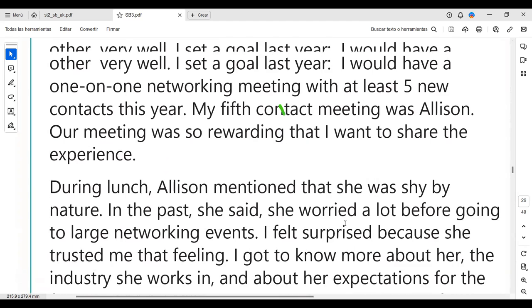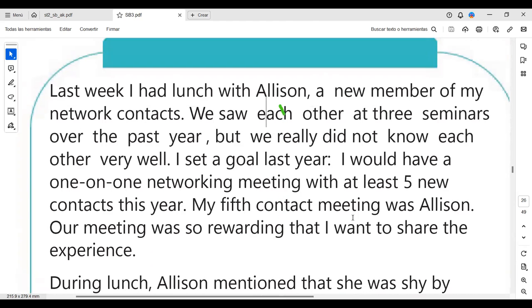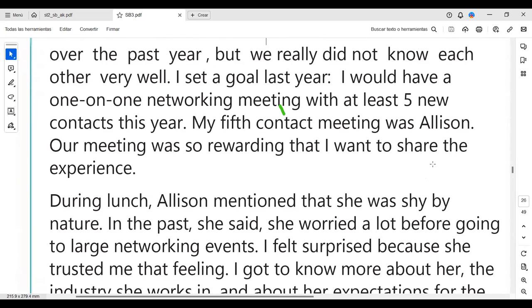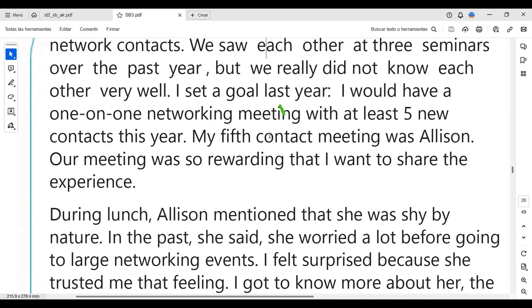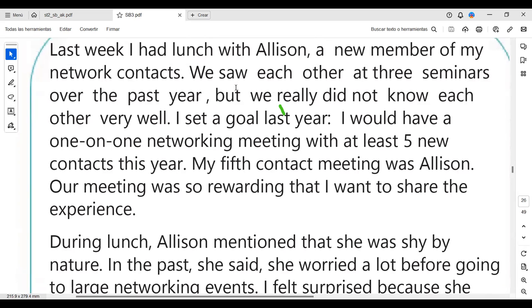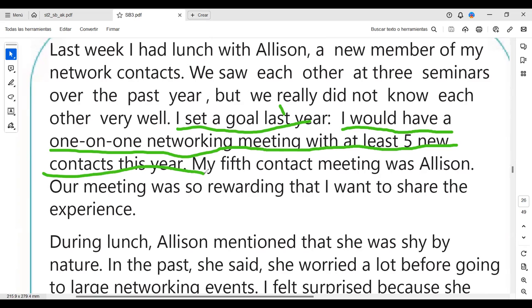So, this reading is based on someone who said at the beginning that she was going to overcome, and she set a goal, and that is the goal. She said that she would have one networking meeting with at least 5 new contacts this year. That is what she said. Going to different seminars, I'm going to have 5 new contacts this year. And that is what we are going to do in this moment.